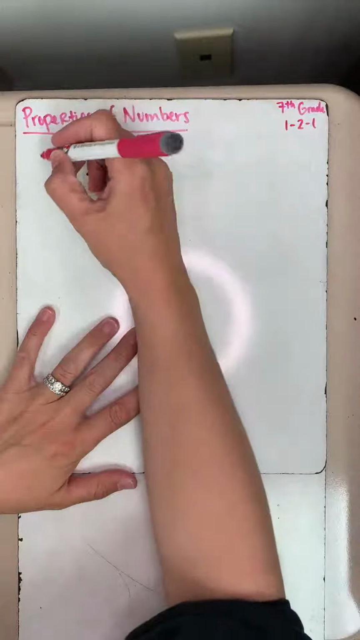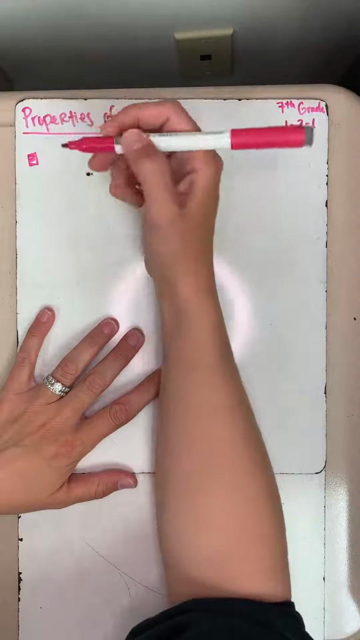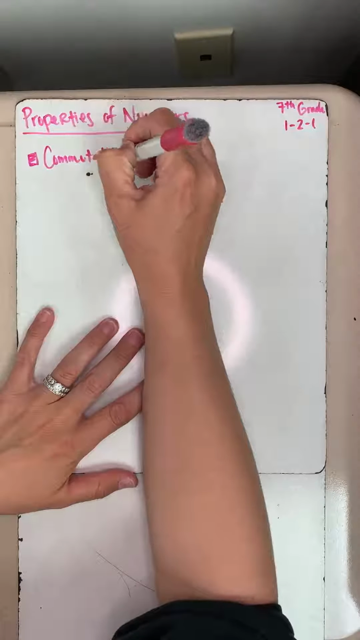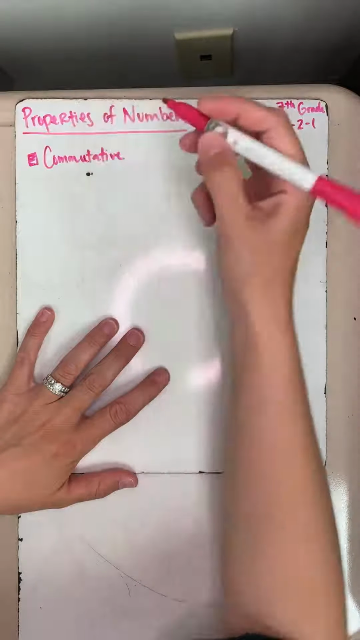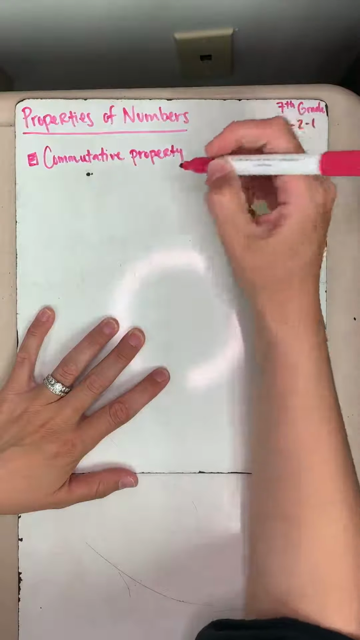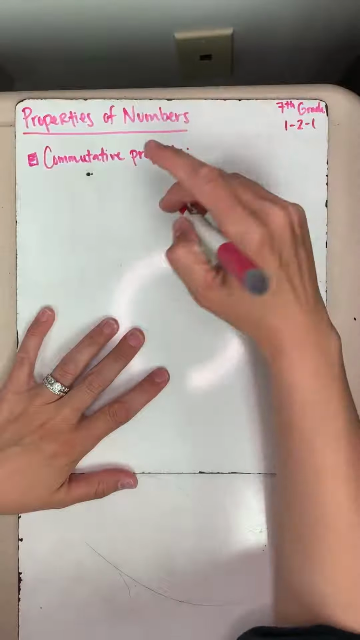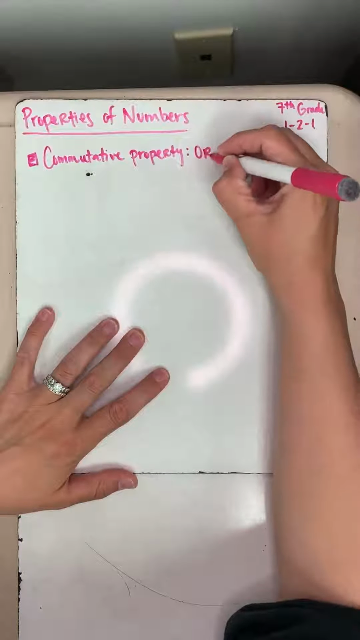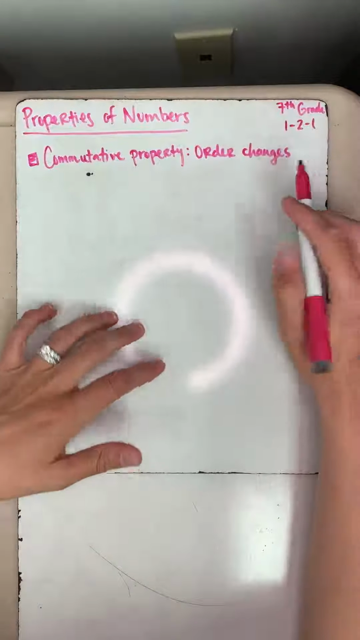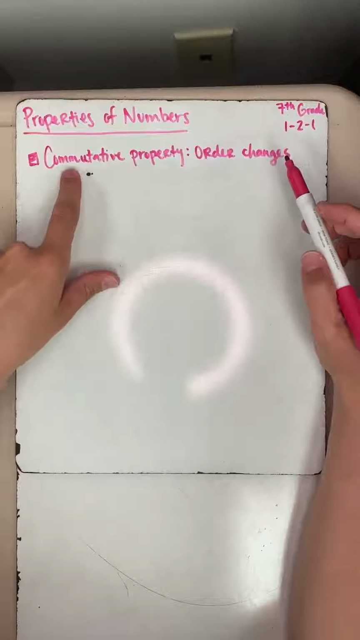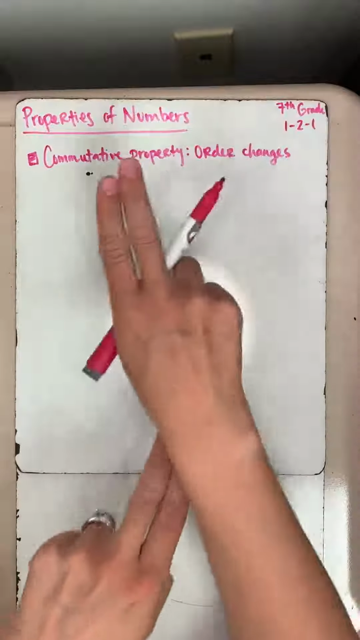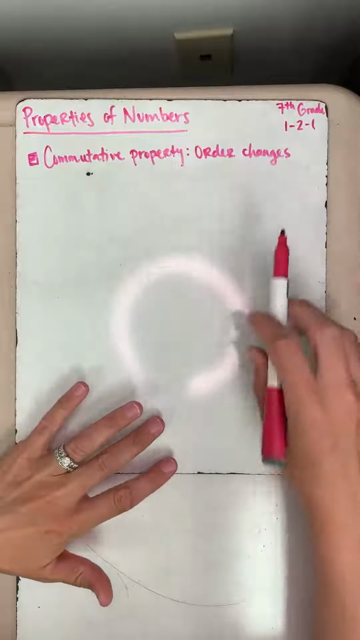So the first one we are going to talk about is the commutative property. So in the commutative property, order changes. So if you think of it like a commute, if your parents are commuting, then the order of the cars can go back and forth. So that's the idea of the order changing.